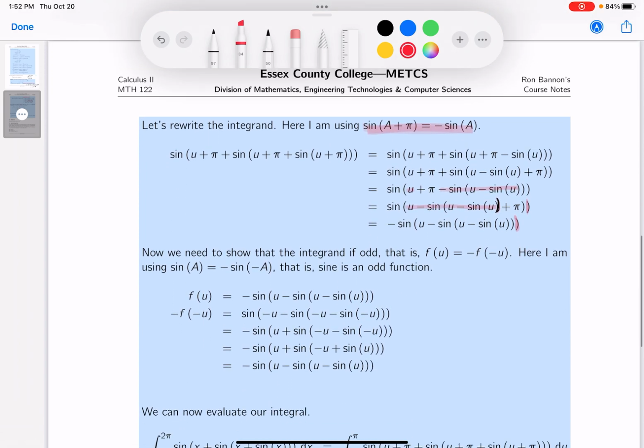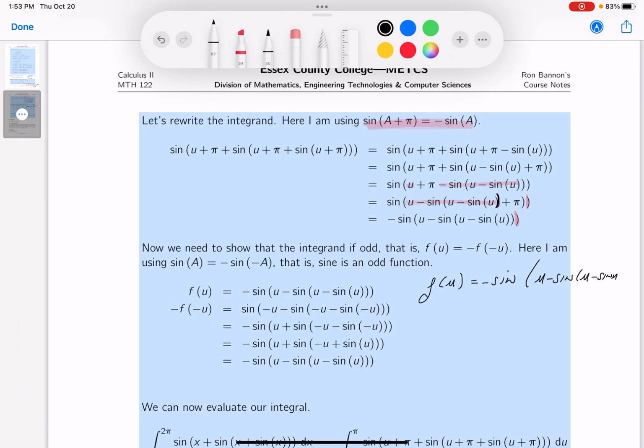So the next thing I got to do is show it's odd. What I mean by that, the function I'm looking at now is f of u equals minus sine of u minus sine of u minus sine of u. I'm getting dizzy with all those parentheses, by the way. You know what? I'm gonna have to back up a little bit. Let me back up. I'm gonna try to rewrite that a little bit neater.